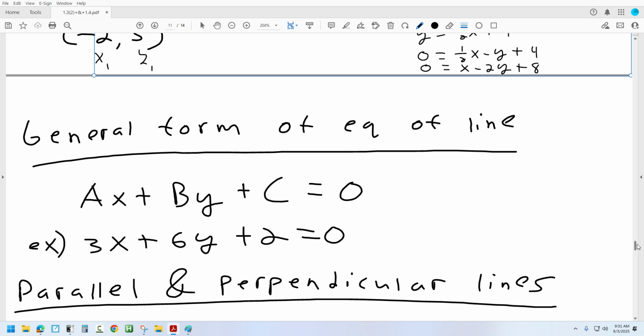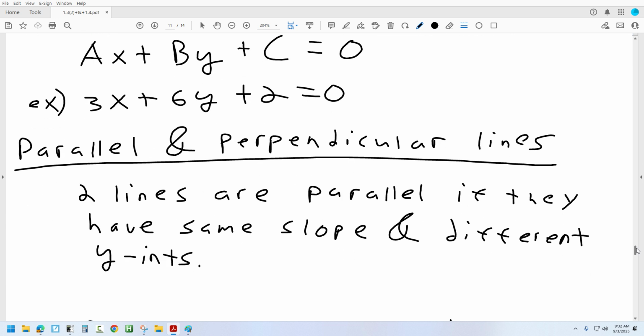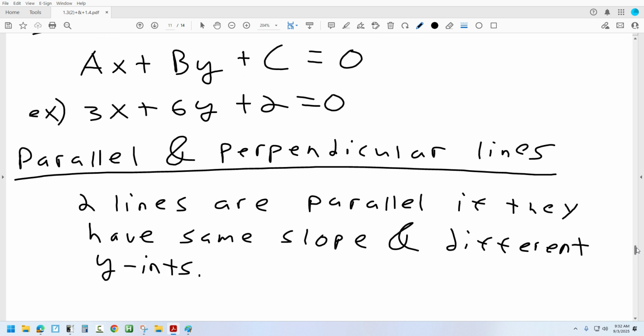What else could we say if they have the same slope and they never touch? What would be something kind of related to one of the equations we talked about today that we could say? Same slope. Yeah. Different ways. Different y-intercepts. Yeah. That would make it so they never touch.